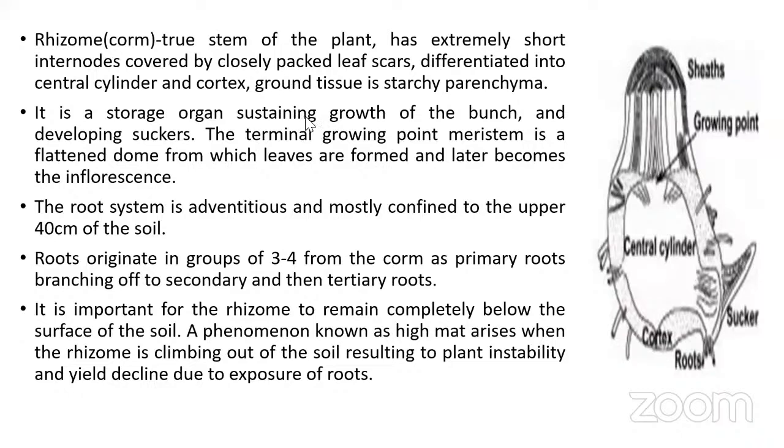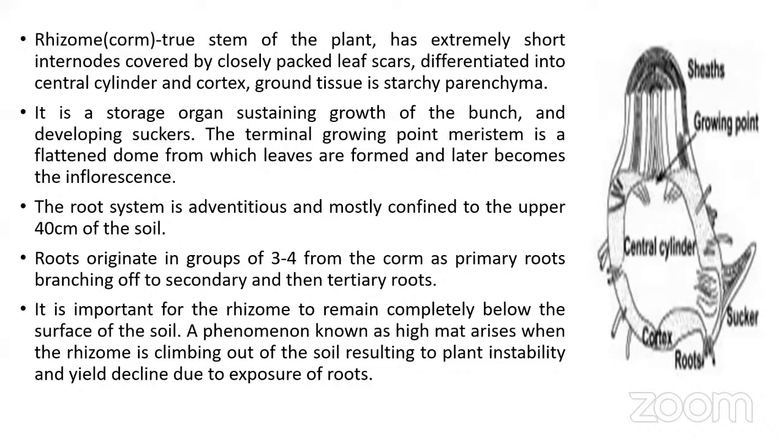Closely packed leaf scars are also found. Here you can see they are differentiated into a central cylinder portion and also the cortex portion. This brown tissue is commonly known as the starchy parenchyma. So it is nothing but a storage organ sustaining the life. Also, it helps in providing food to the developing suckers.